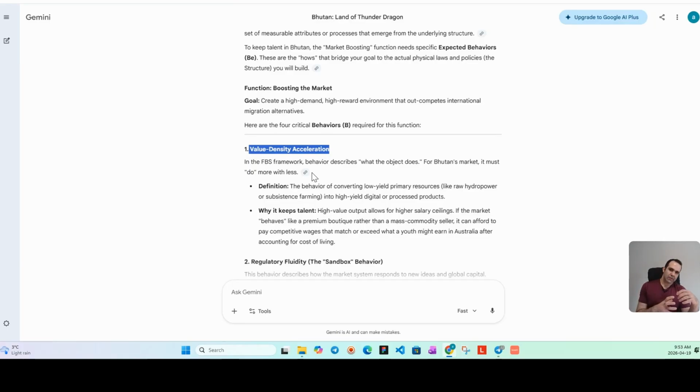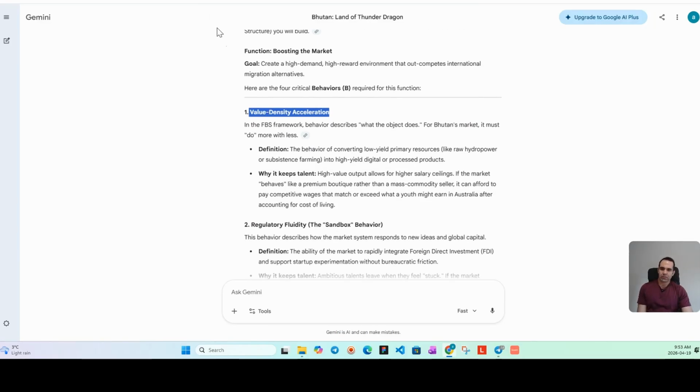So if they have too much electricity, they should focus on the industries that need this electricity, change the rules, and provide a situation that absorbs those companies or products. So value density acceleration: the behavior of converting low yield primary resources like raw hydropower or subsistence farming into high yield digital or processed products. Why does it keep talents high value?